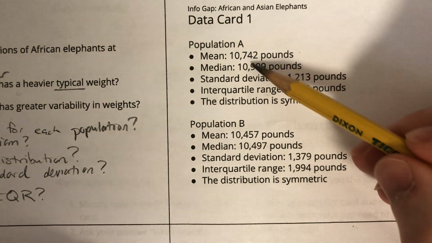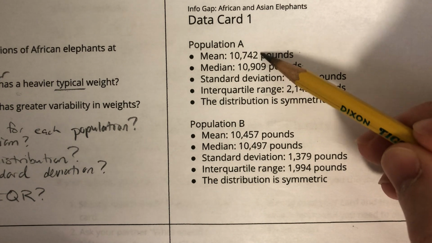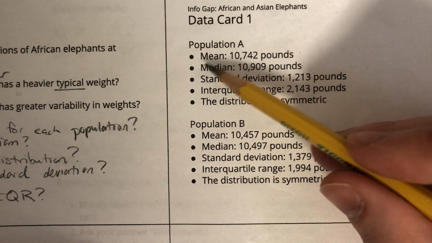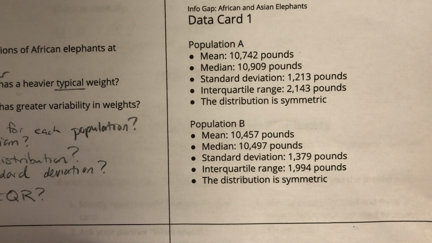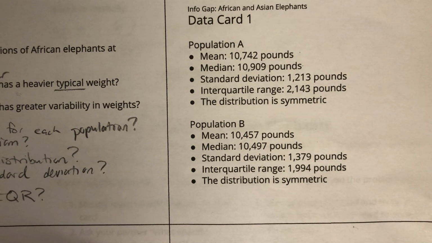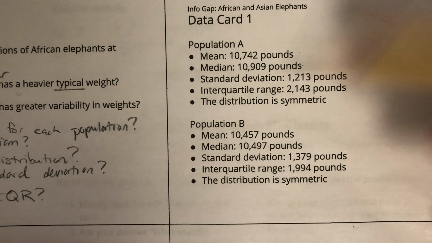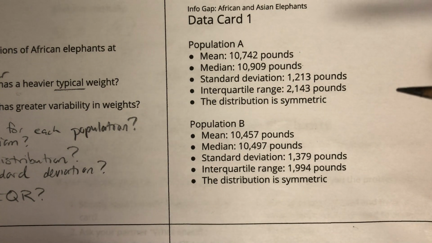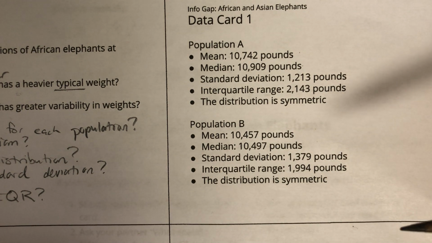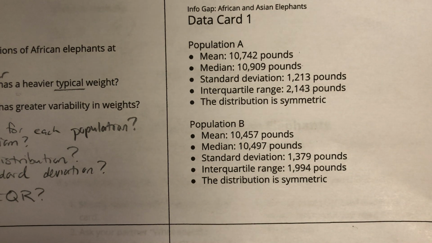Even though my median is slightly above my mean here, which means that it's slightly skewed to the left because my mean is being brought down, so it's not actually perfectly symmetric. It's pretty close. We're only off by like 150 pounds, and we're talking about tens of thousands of pounds. But it is slightly skewed. This one is far less skewed. You can see the mean and median are very, very close, only 40 pounds away.